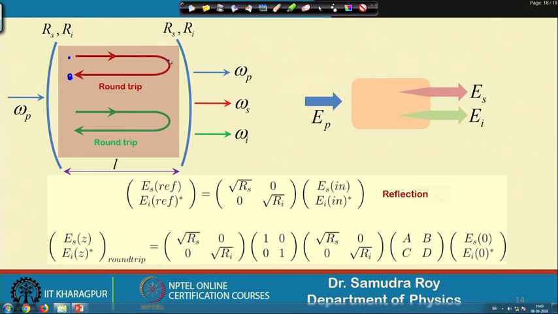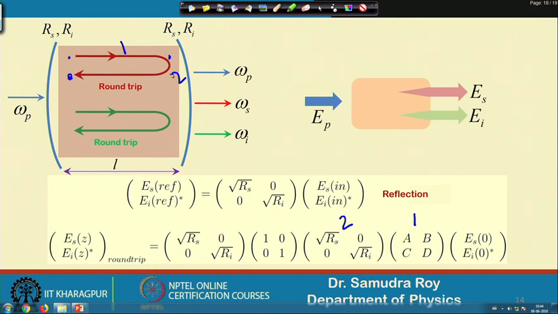Let us try to understand how this happens. From here to this point, say this is process 1. In process 1, the field is associated with the initial field through this matrix 1, which we have already derived. Then there is a reflection of the field, which I call process 2. This is the reflection matrix. If I multiply what we have with the reflection matrix, I will get the field after reflection.